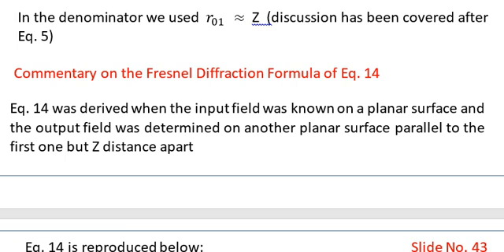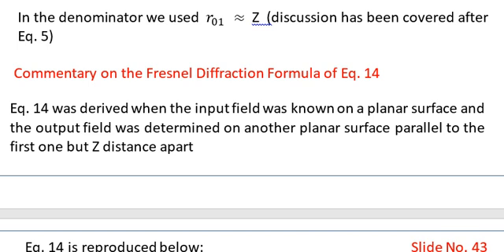So equation 14 was derived when the input field was known on a planar surface and the output field was determined on another planar surface parallel to the first but z distance apart. So in equation number 14, when we calculate the Fresnel diffraction formula, both planes, that is the input plane and the output plane, were parallel to each other, separated by a distance z, that is the fields were existing at planar surfaces.